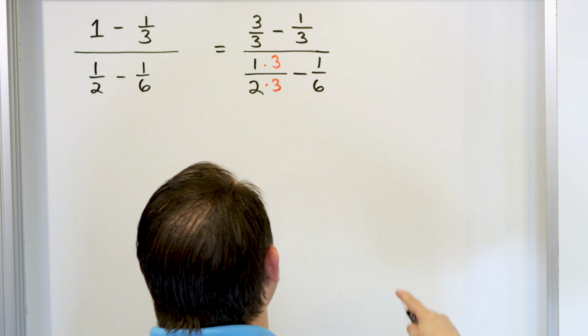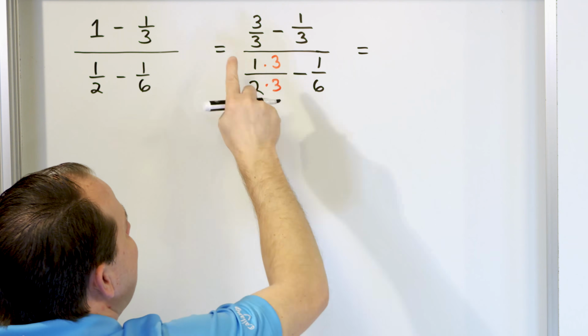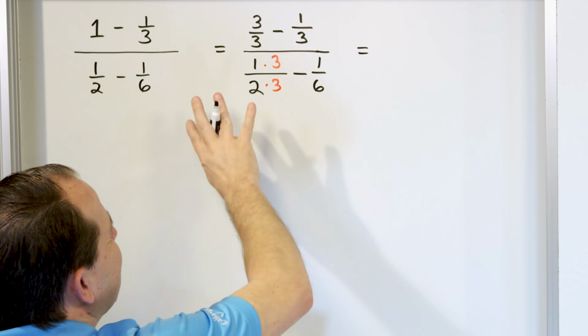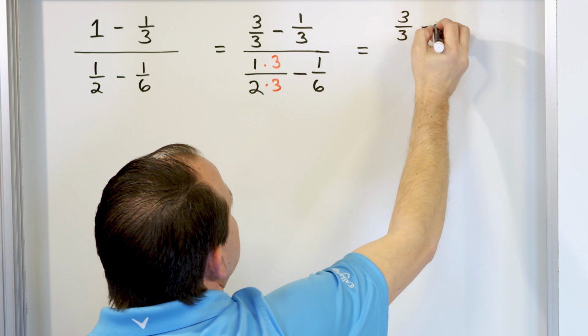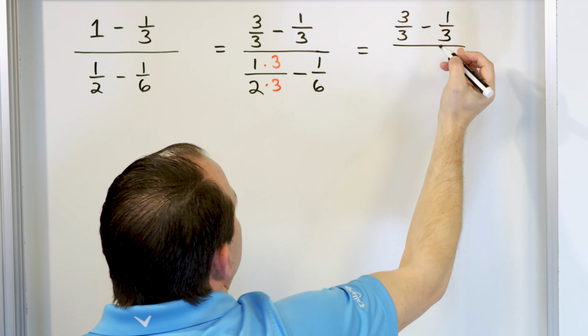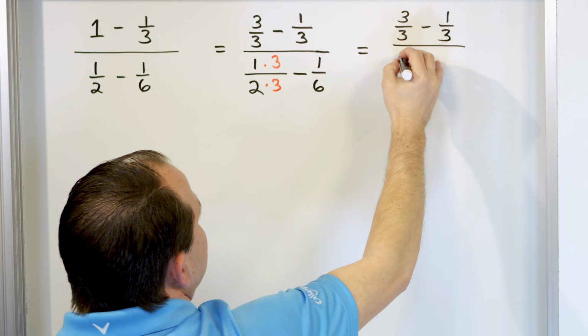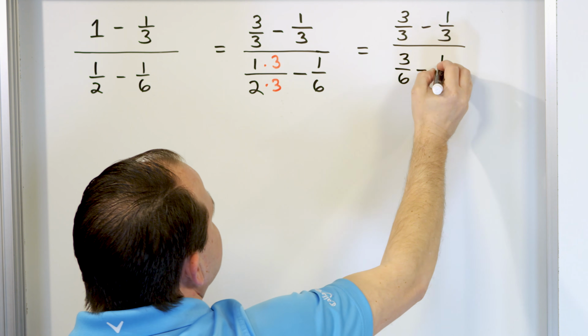So then what I will have on the top, now I can go ahead and do some, you know what, let's go ahead and not manipulate the top just yet. Let's wait. Let's make it 3 over 3 minus 1/3. On the bottom, what do we have? You multiply, you get a 3 over 6 minus 1/6.